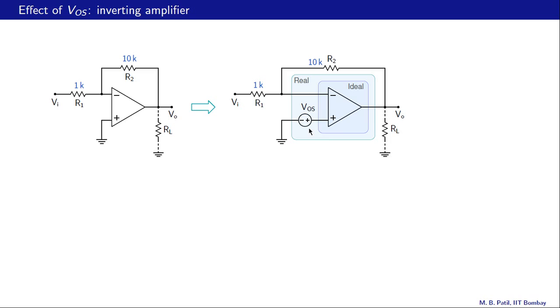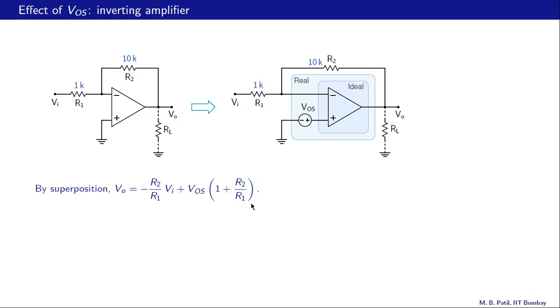Now how do we go about finding VO in this case? The easiest way to do it is to use superposition, because we have two independent voltage sources, VI and VOS. Note that VOS is not really a voltage source in real life, but as far as circuit analysis is concerned, we can surely treat it as a voltage source, and therefore we can use superposition. So by superposition we get two contributions. This first contribution is when VOS is 0 and VI is kept as it is, and that is simply our good old inverting amplifier with a gain of minus R2 by R1. So that is the first term.